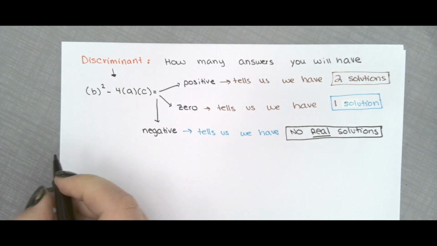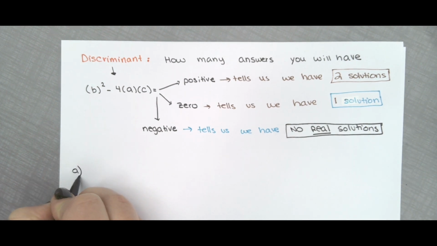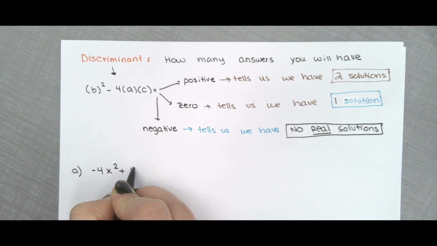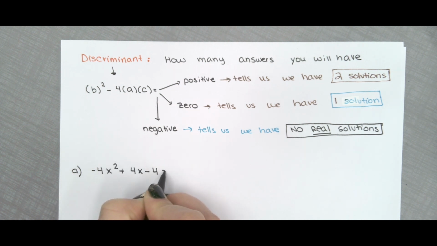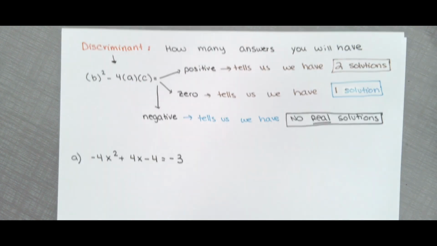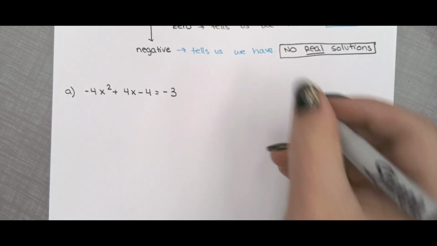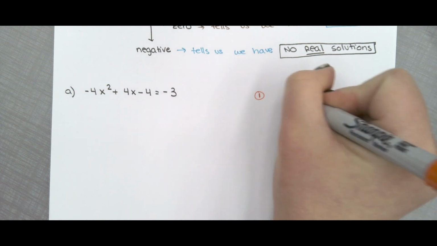So let's do an example. Negative 4x squared plus 4x minus 4 is equal to negative 3. Just like before, for the first example, I'm going to walk you through it with some steps, and then after that, you're going to be able to do them on your own without steps. Step number 1, move all terms to one side.